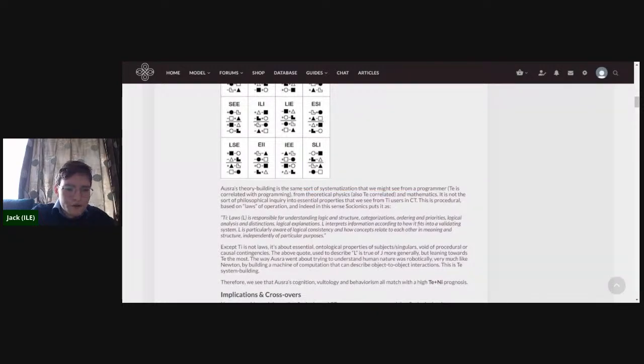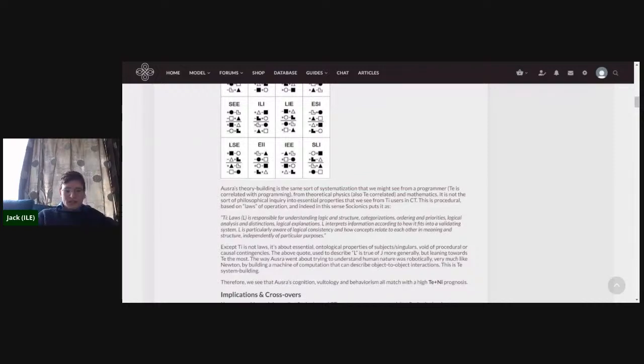It is not the sort of philosophical inquiry into essential properties that we see from TI users in CT. This is procedural, based on laws of operation. And indeed, in this sense, socionics puts it, here's my explanation, it's responsible for understanding logic and structure. Logic and structure, categorizations, ordering and priorities, logical analysis and distinctions, logical explanations. L interprets information according to how it fits into a validating system, particularly aware of logical consistency and how concepts relate to each other in meaning and structure, independently of particular purposes.